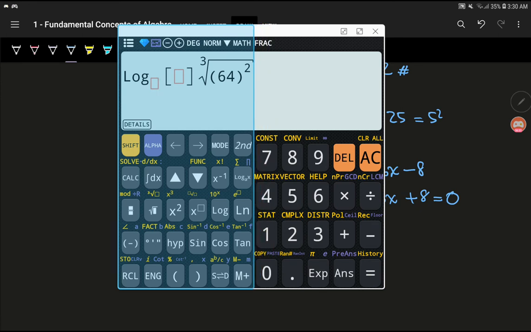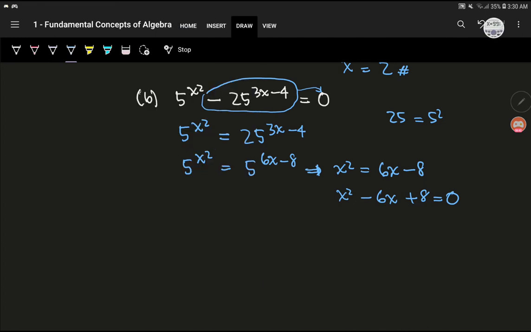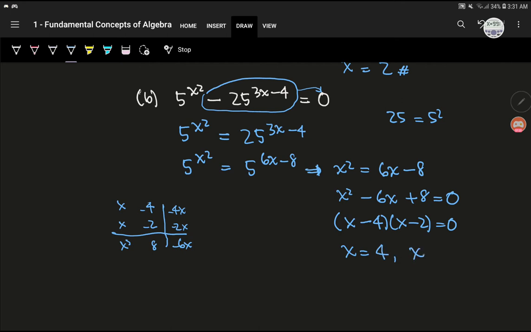I think most of you already know how to solve a quadratic equation using a calculator, but I prefer to use the old way. So we have x, 4, 2. Here we have 4x and 2x, so plus these two we have 6x, but we need negative 6, so this one and this one must be negative, negative 4 and negative 2. So we can factorize this as (x minus 4) multiply with (x minus 2) equals 0. So now we have x equals 4 and x equals 2. So we already solved this equation.